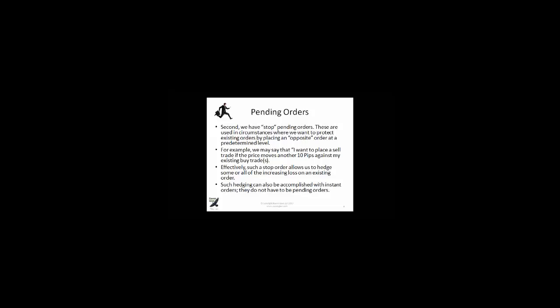Pending orders also give us the opportunity to protect existing orders, which is also known as hedging. Effectively, these pending orders allow us to hedge against some or all of the increasing losses on an existing order which may be moving against us. This hedging can be accomplished with instant orders. They don't have to be pending orders, and it's a useful tool that we use at Raven Glen, and we'll talk more about it later.